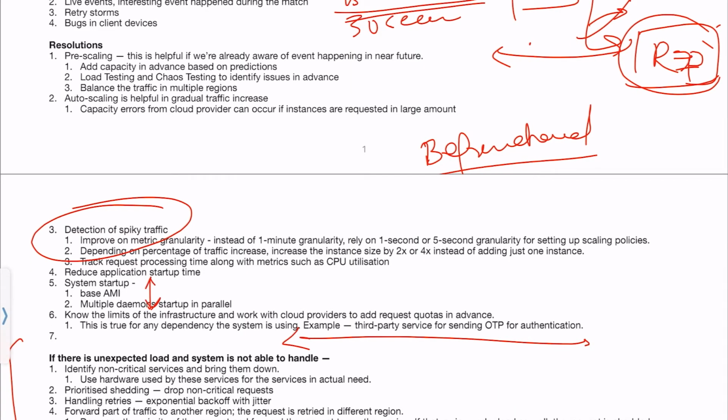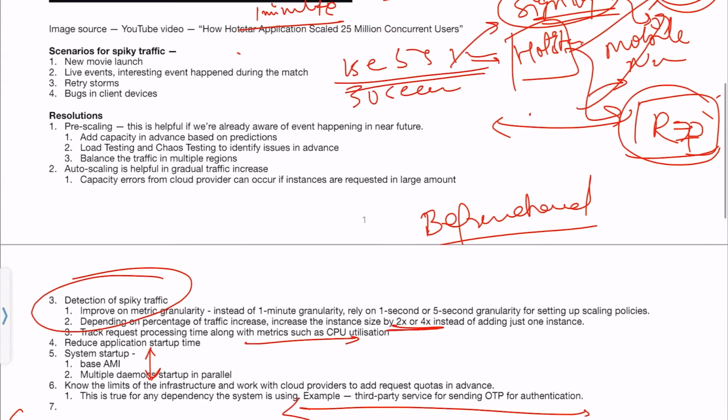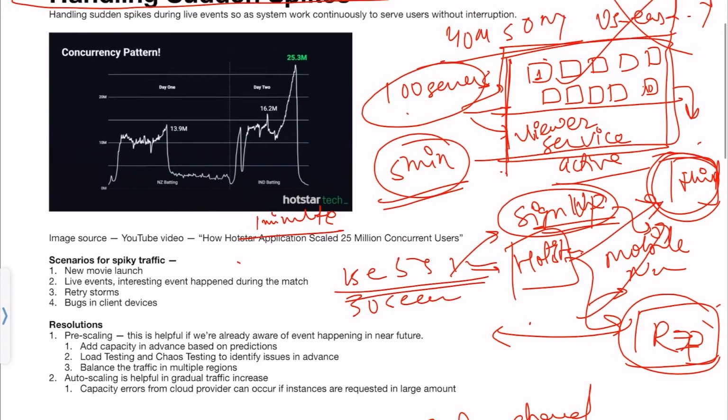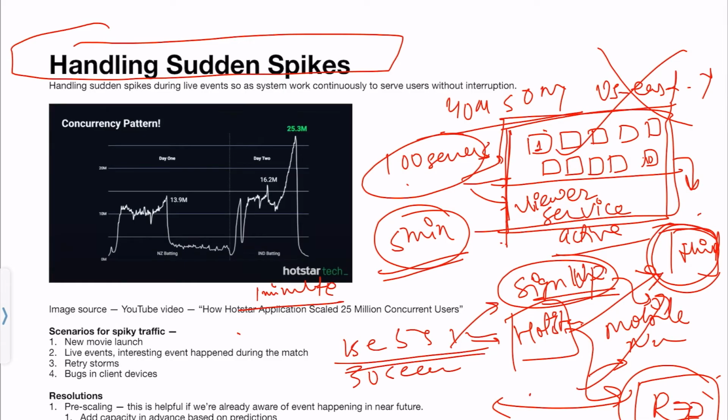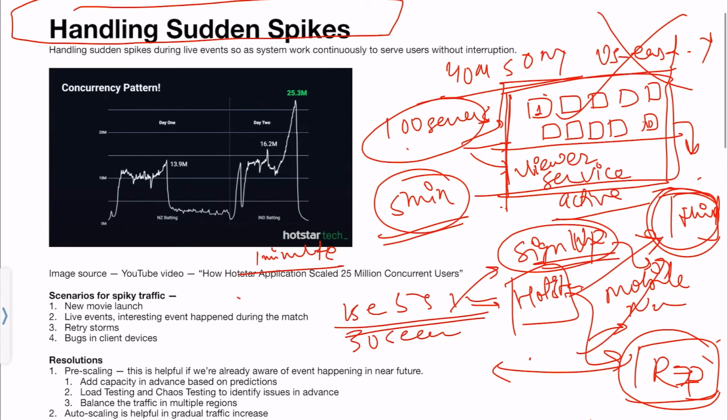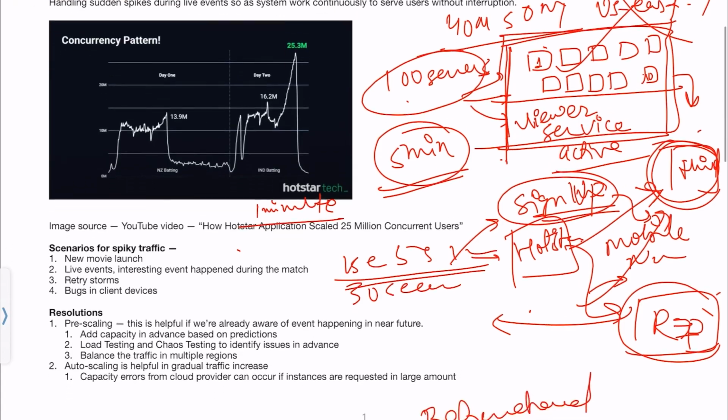Another thing, which we already discussed, is that instead of adding one server, you can add 2x or 4x. One of the metrics we mentioned is that along with CPU utilization there can be any custom metric. One important metric you can use is the amount of processing time taken by the server to serve the user request.